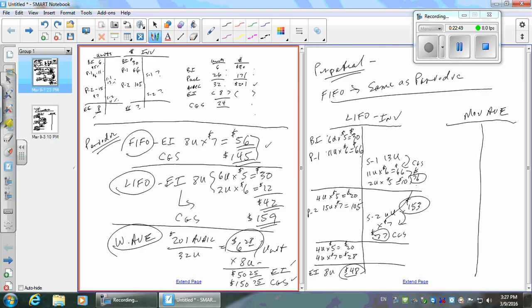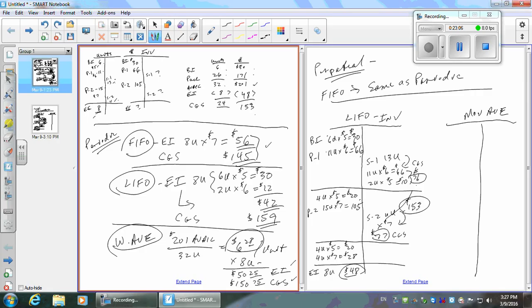My ending inventory is 48. So what does that give me for cost of goods sold? 153. Or vice versa. 201 less 153 is 48. Everybody see it? This works good, doesn't it? Okay, so let's see if we can do it with moving averages.